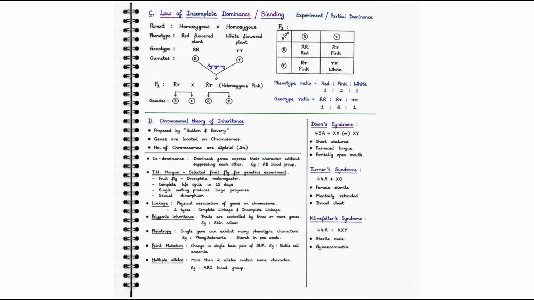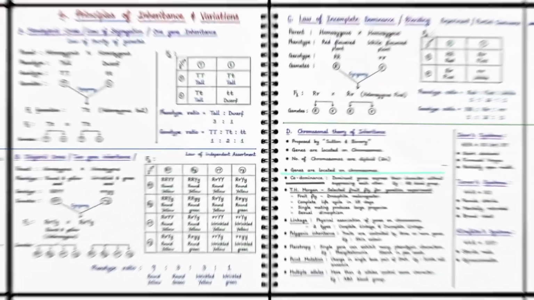And again for 2 marks or for 3 marks they may ask you why T. H. Morgan selected fruit fly for genetic experiment. Then for 2 marks, or they may ask you even in the MCQ section, some terms like linkage, polygenic inheritance, pleiotropy, point mutation and multiple alleles. Okay, so remember their definition with example. And for 3 marks remember about Down syndrome, Turner syndrome and Klinefelter's syndrome. Okay, so here your chapter ends.